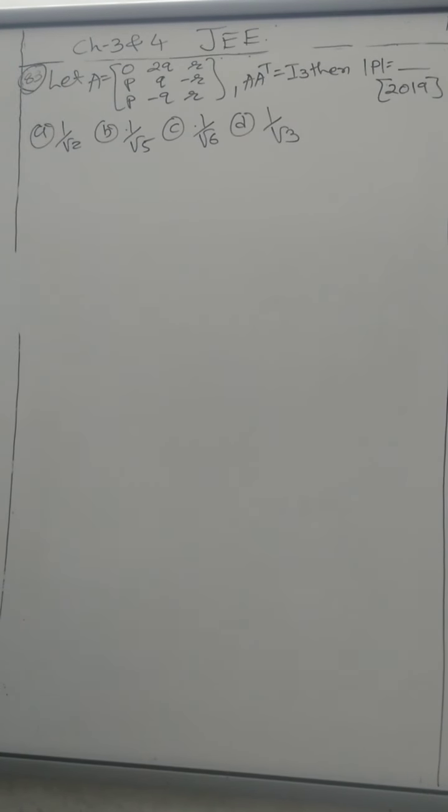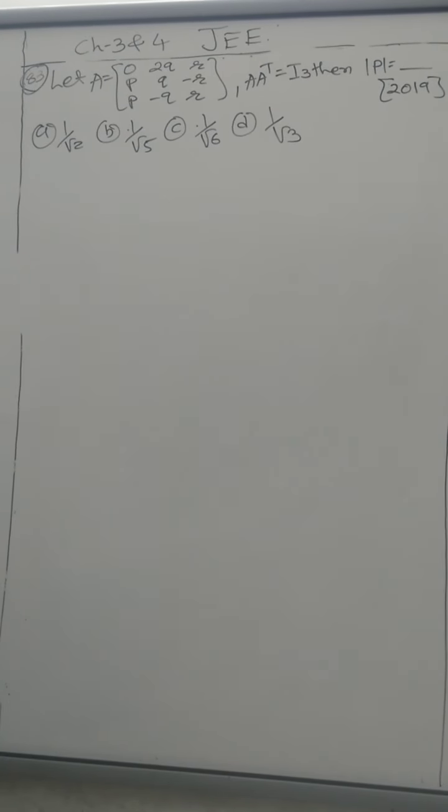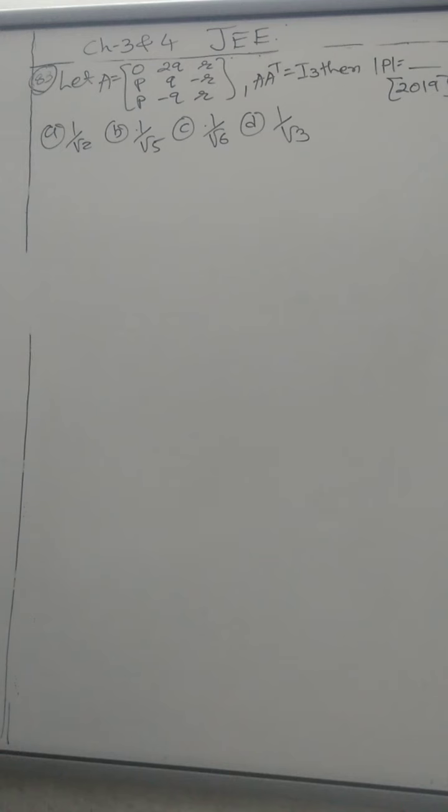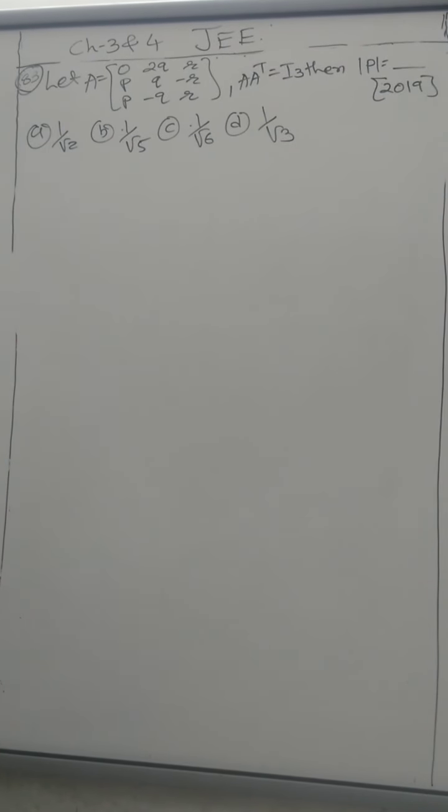Next, 83. Let P be the matrix with rows 0, P, 2Q; Q, -Q, R; ... and A A^T is equal to I3. Then what is the determinant of P? This question was also asked in 2019. So be careful. Okay.